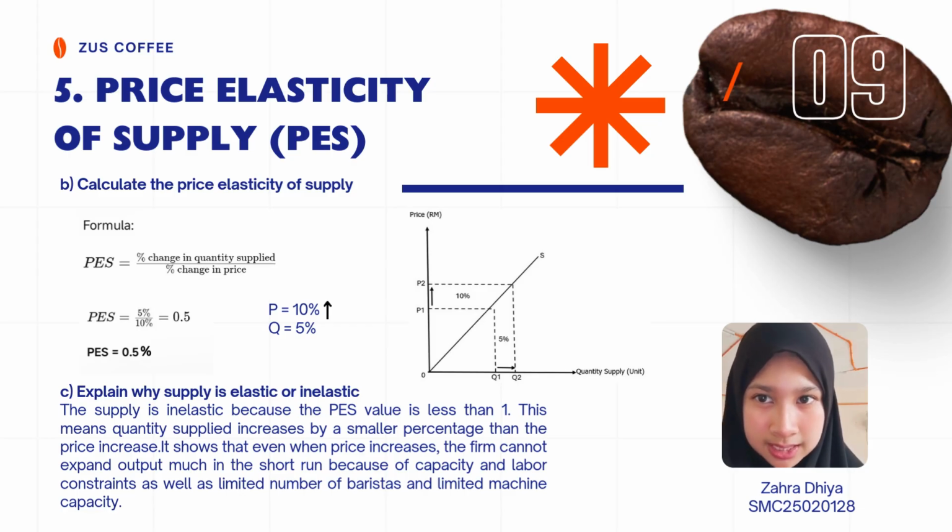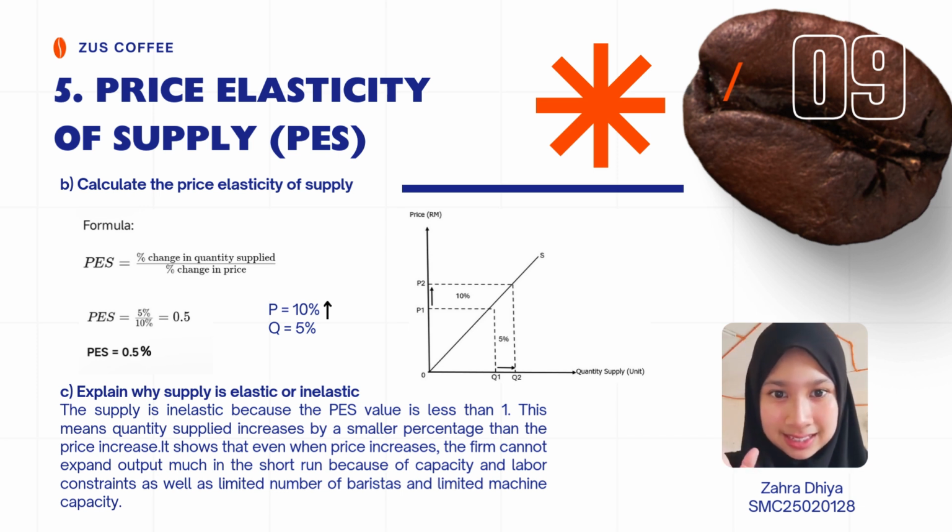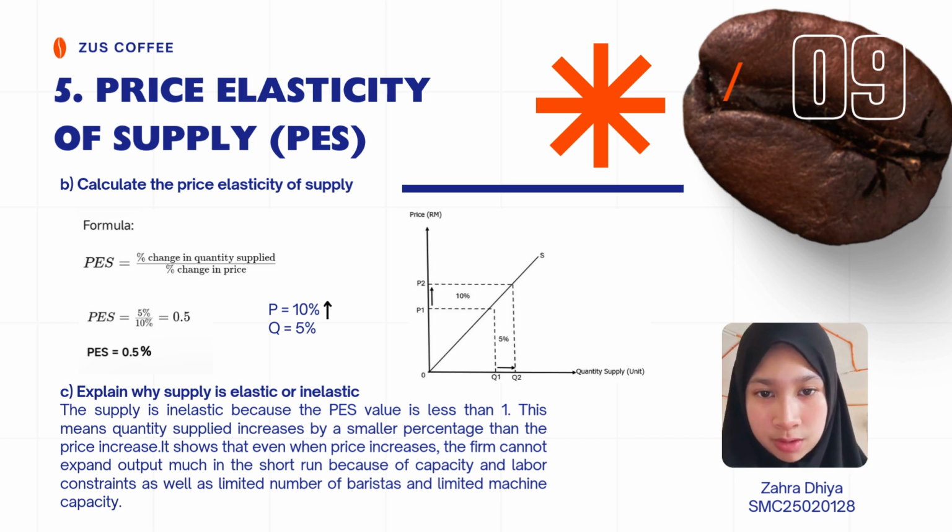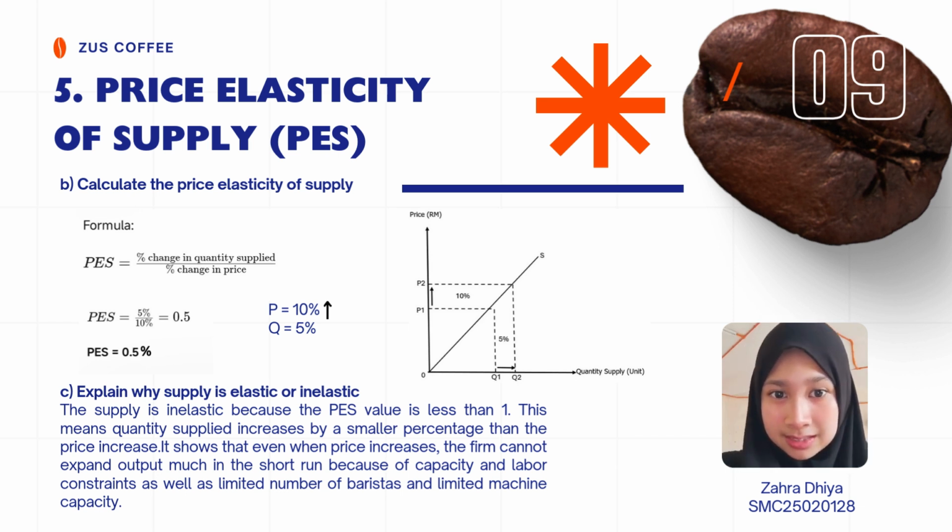For the next question, calculate the price elasticity of supply. To calculate this, the price elasticity of supply equals the percentage change in quantity supplied divided by the percentage change in price. So PES equals 5% divided by 10%, and then we get the answer of 0.5. For the next question, explain why supply is elastic or inelastic.